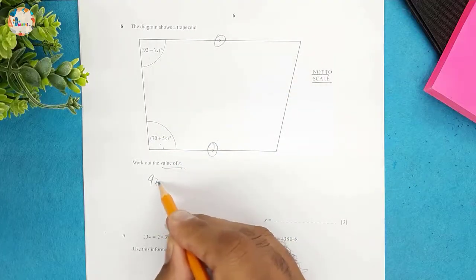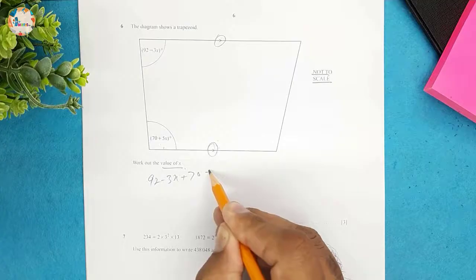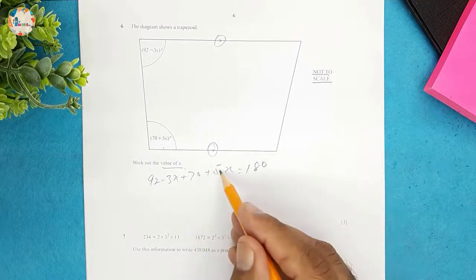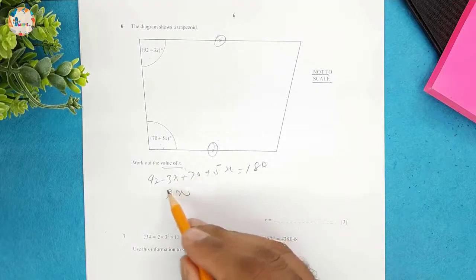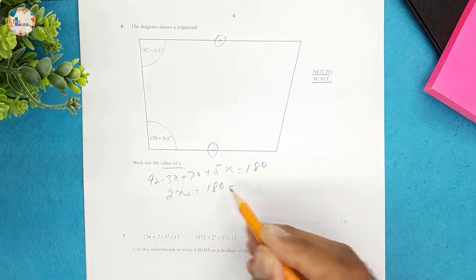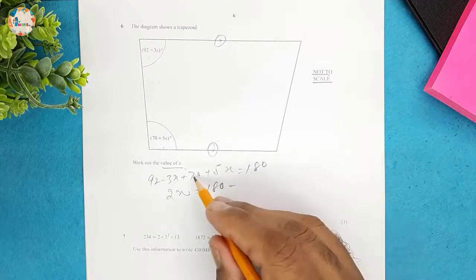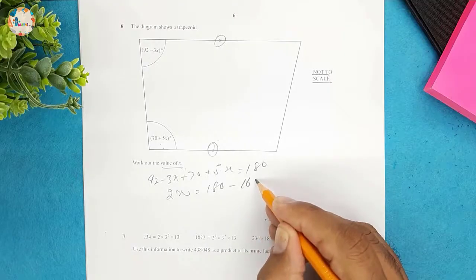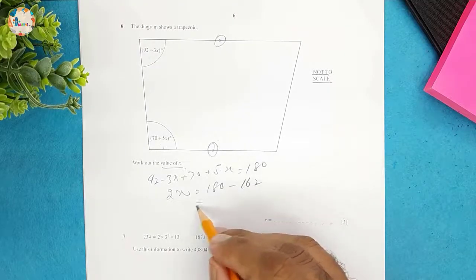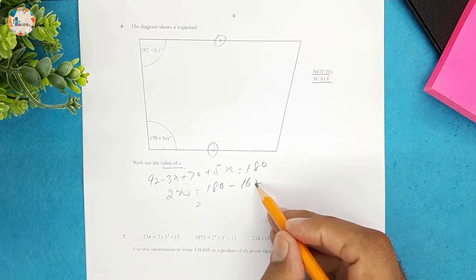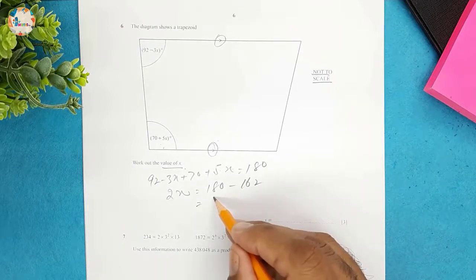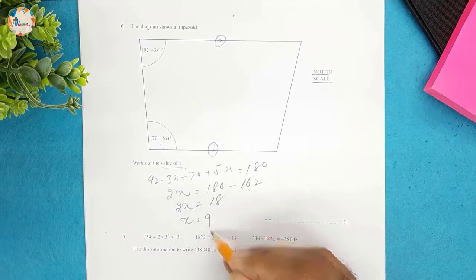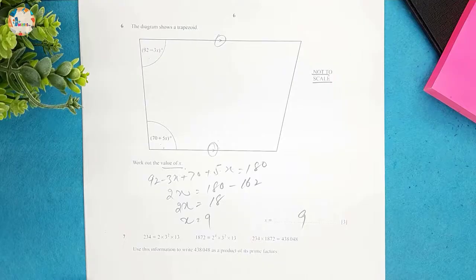So we can write 92 minus 3x plus 70 plus 5x, and this should add up to 180 degrees. So this will be 2x. 2x is equal to 180 degrees minus this 92 plus 70, which is 162. So this will be equal to 18, 2x is equal to 18, this implies x is equal to 9, so the value of x will be equal to 9.